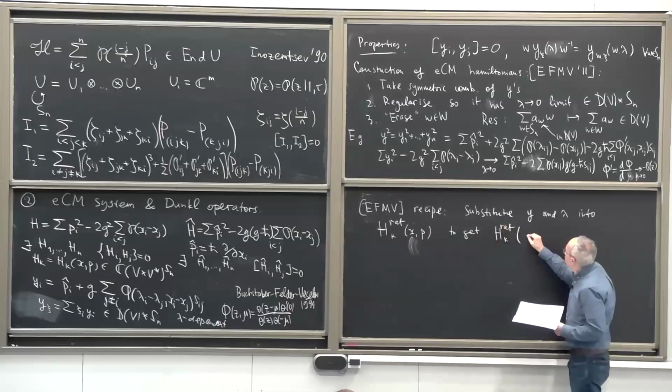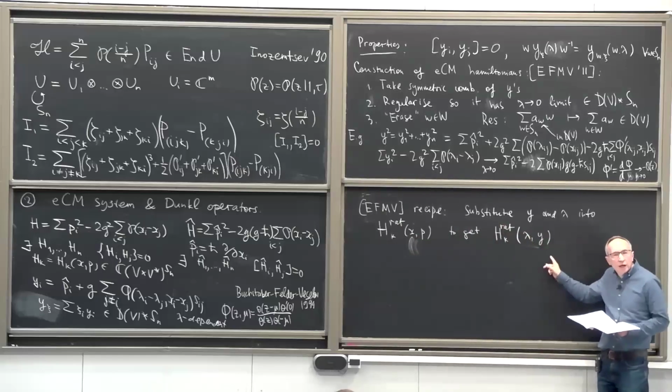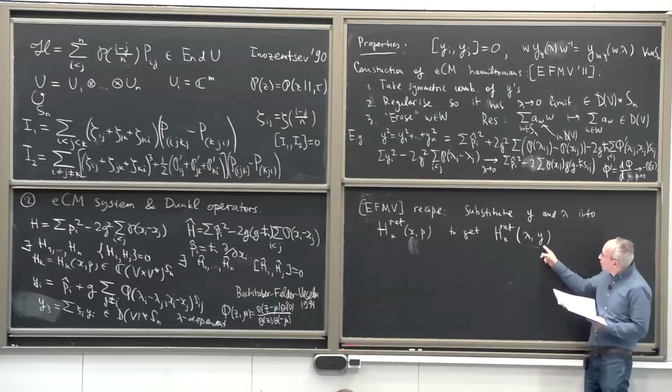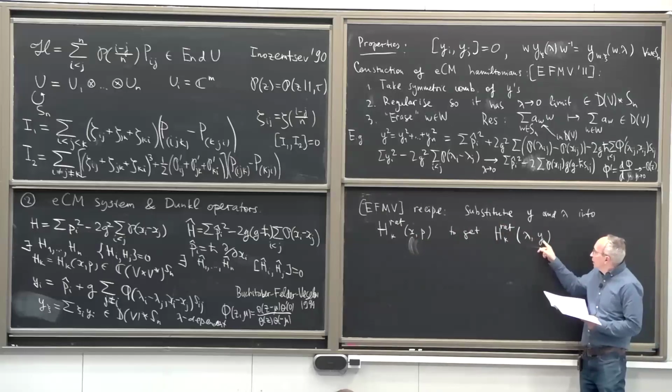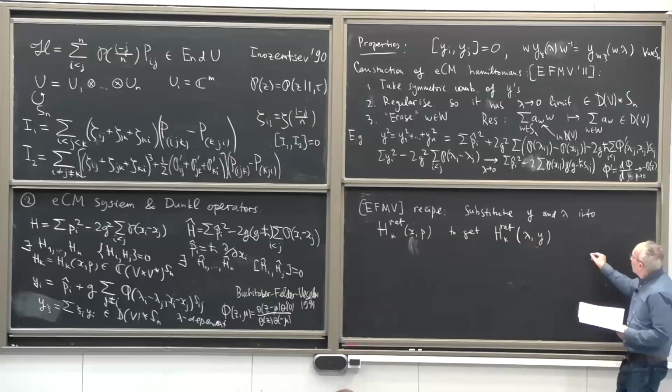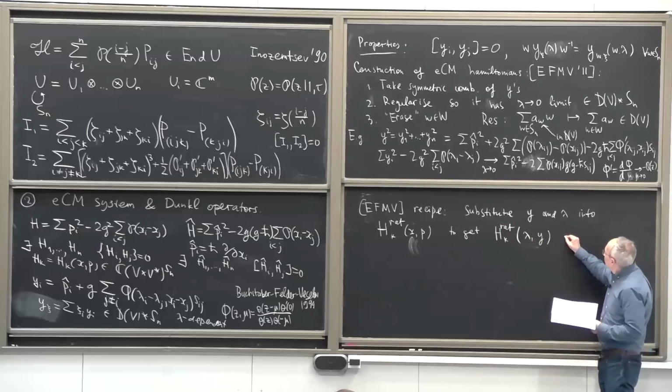Because the y's are commuting operators, you can substitute them instead of momenta. So replace the classical momenta p with the quantum elliptic Dunkl operators, and replace x with lambdas, and then this you can.